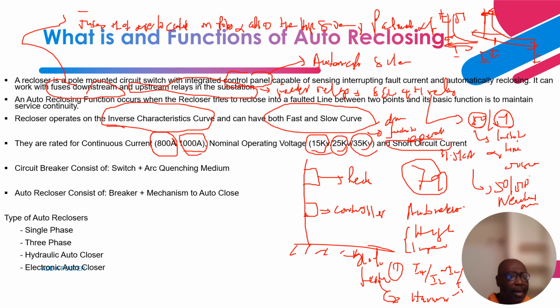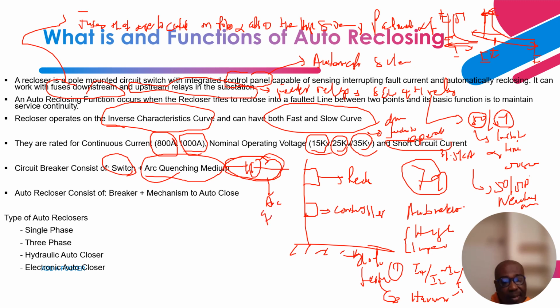Conversely, a circuit breaker consists of a switch and an arc quenching medium, right? So you have a switch over here. You have a stationary contact, you have a movable contact, and within this enclosure is an arc quenching medium, which can be SF6 gas. Let's take an example.